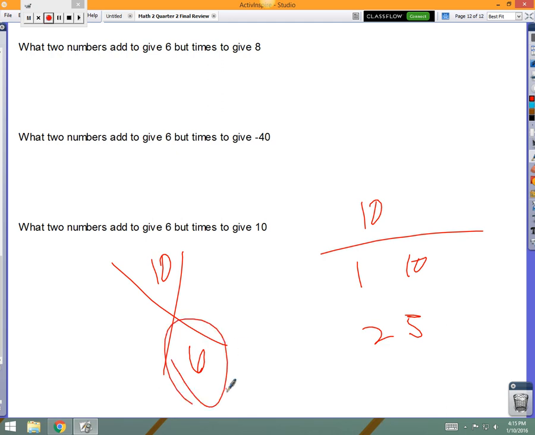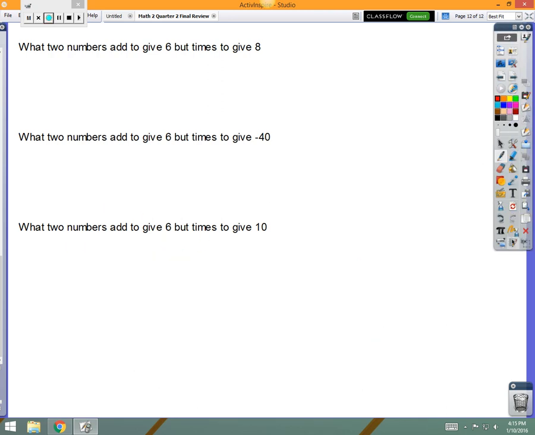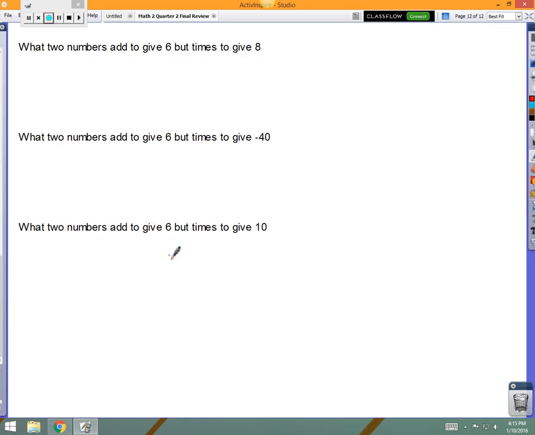So if the answer is not in the integers, that means it could be some combination of fractions or square roots or imaginaries. And this is going to be in the imaginaries, it's going to be complex. So they've got to add and give you 6, and we could do 3 plus 3, and that will give you 6. But it's got to times and give you 10, and 3 times 3 is going to give you 9. We're close, but we're not there.